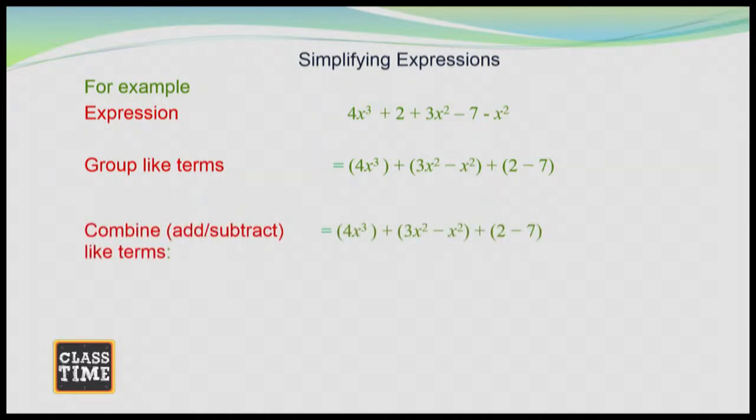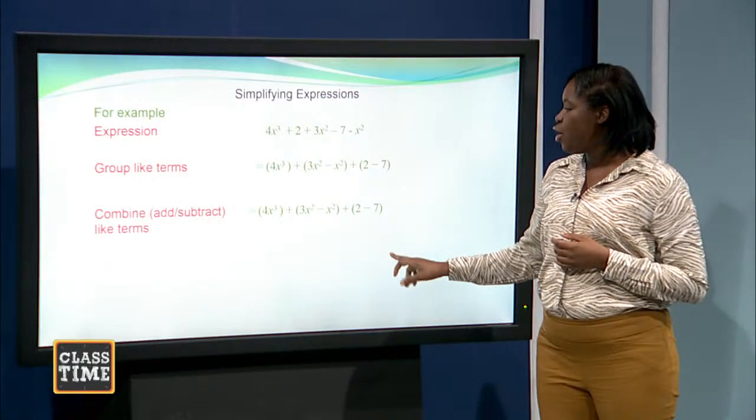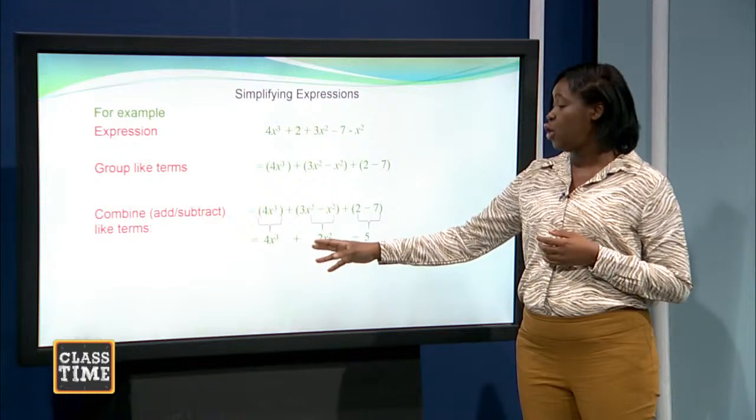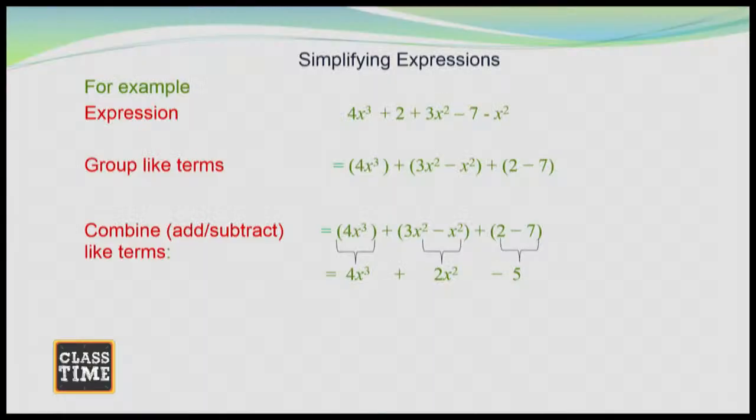Now in simplifying 3x squared, subtract x squared, we'd end up with 2x squared. So our simplified version would be 4x cubed plus 2x squared subtract 5. And we would get the subtract 5, or the negative 5, because of the operation that happens with the constants that are there, 2 and negative 7. Yes, that's correct.